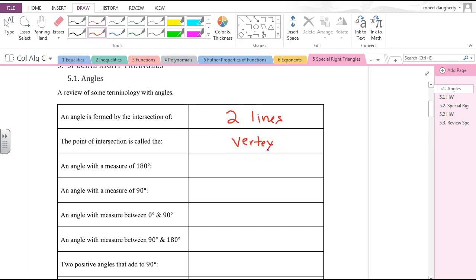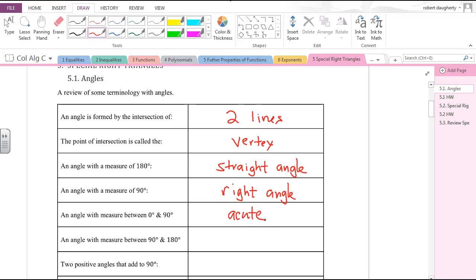An angle that measures 180 degrees, what does it look like? A line. So it looks like a straight line. We call that a straight angle. Easy one. Then the angle that measures 90 degrees is what kind of angle? Right angle. An angle whose measure is between 0 and 90 is what kind of angle? Acute. Okay.